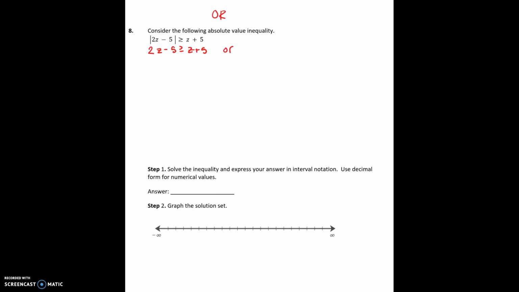I'm going to keep my absolute value the same. I'm going to flip the sign and make this side negative, -(z + 5), and that whole side is negative, so that's why I'm using the parentheses. Okay, so I'm going to go back and solve my original problem. I'm going to add 5, subtract z. So we get z is greater than or equal to 10, or I'm going to distribute my negative.